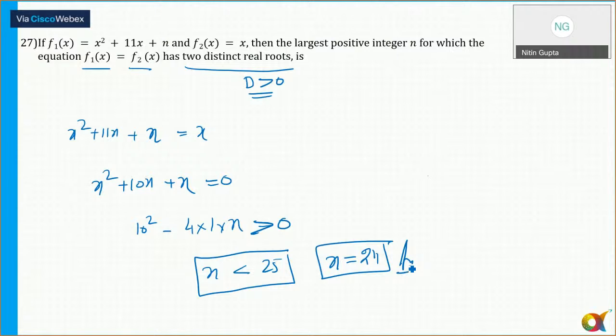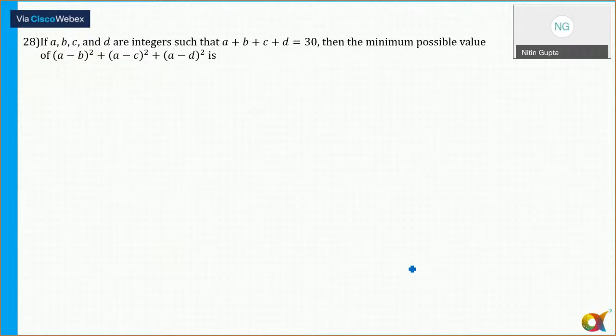So any doubts to anyone now? Easy tha? Yes or no? So I'll also rate this as easy. 28th.